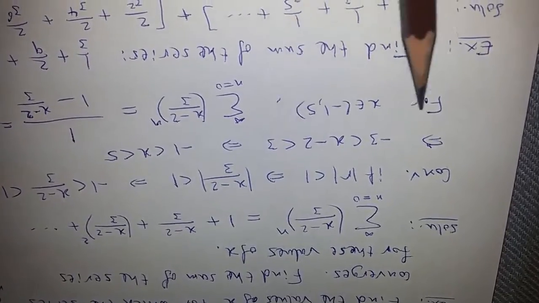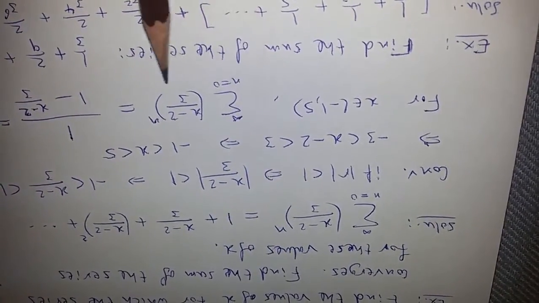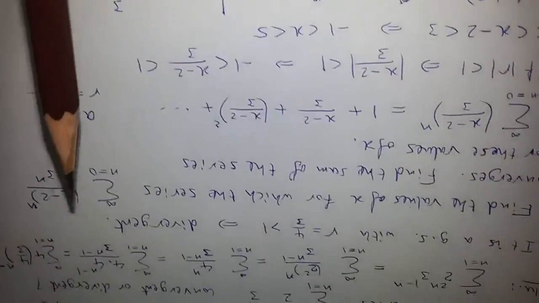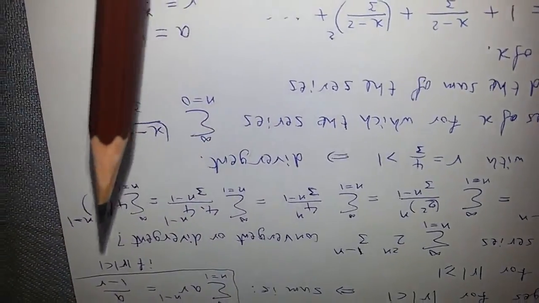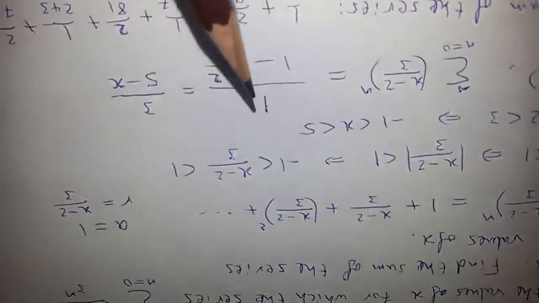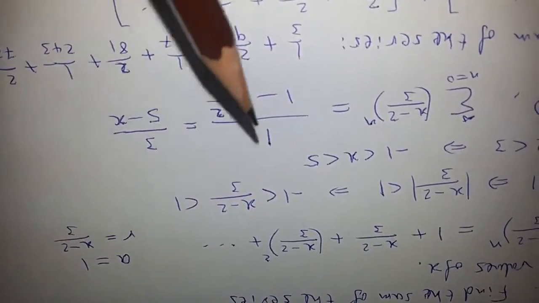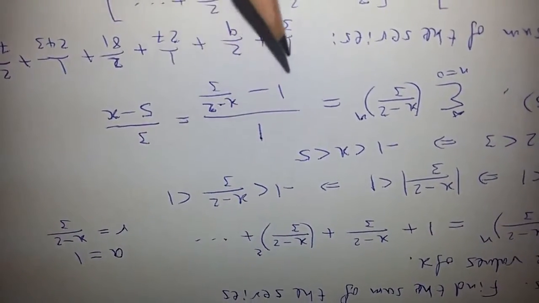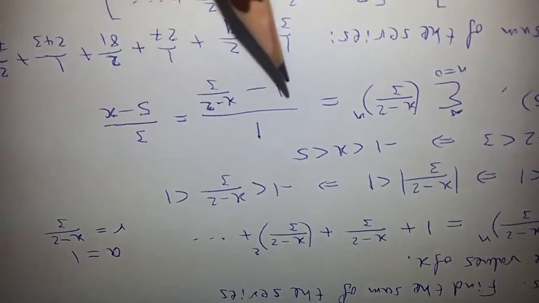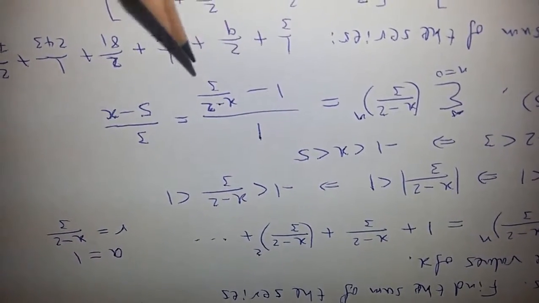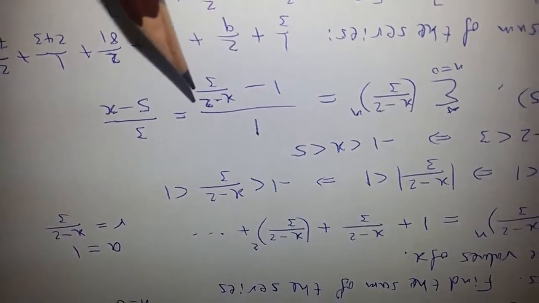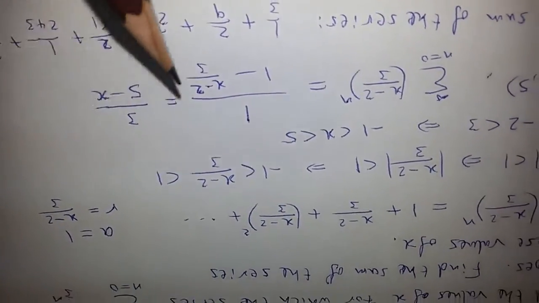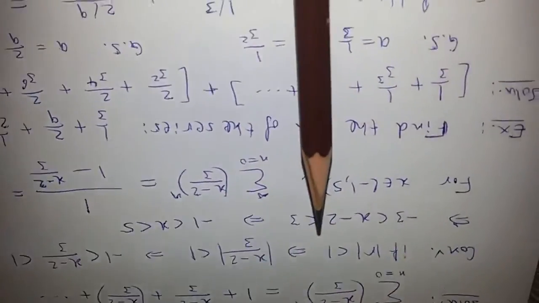Okay, for these values of X, what is the sum of this series? Well, the rule is A over 1 minus R. So what is A? A is 1. What is R? X minus 2 over 3. So the sum is A over 1 minus R. If you add these two terms, you get 3 minus X plus 2. It will be 5 minus X, and 3 will be in the numerator. So this is the sum of the series.